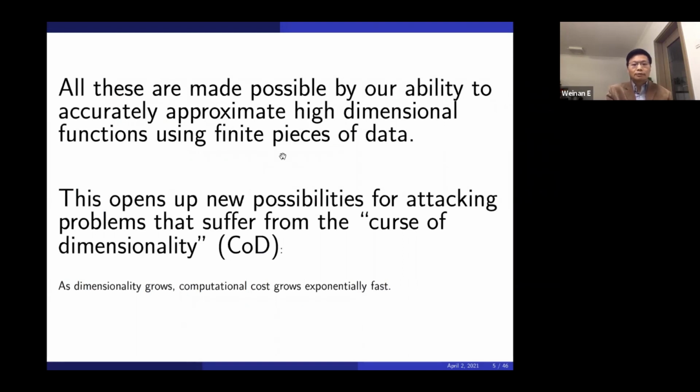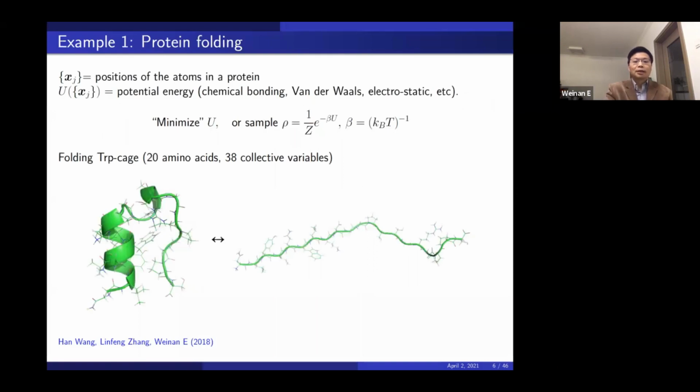Now, associated with high dimensional problems, there is a very common, very well-known problem, namely the curse of dimensionality. So all these issues that we couldn't deal with before because of the curse of dimensionality, which means that as dimensionality grows, the computational cost grows exponentially fast. That was the problem. So because of the success in solving the kind of problems that I just discussed, maybe this opens up new possibilities for attacking other problems that suffered from the curse of dimensionality. So this was the idea that we were thinking about several years ago, and we tried it on several examples.